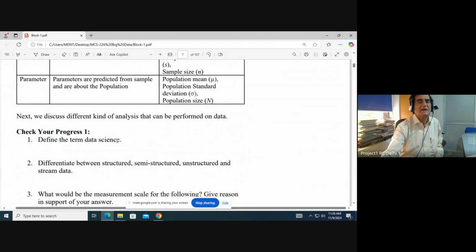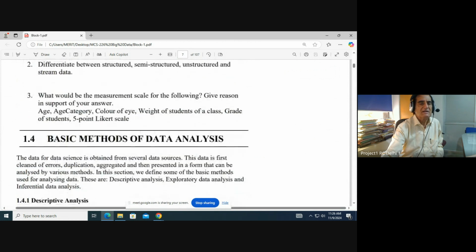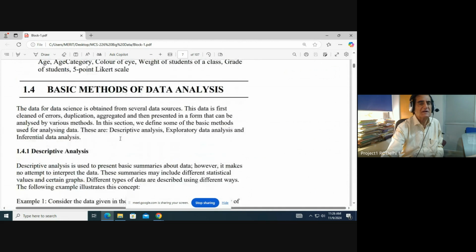This is a different kind of analysis that can be performed on data. So your progress is there. So that's why the basic method of data analysis. Because the basic thing is you have collected the data. Now you need to analyze it. The data for data science is obtained from several data sources.